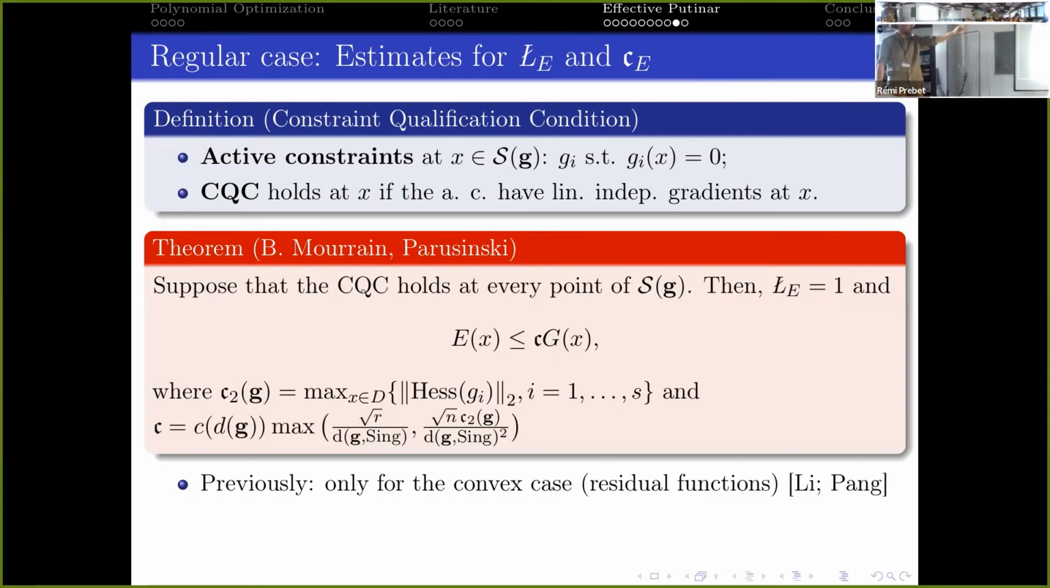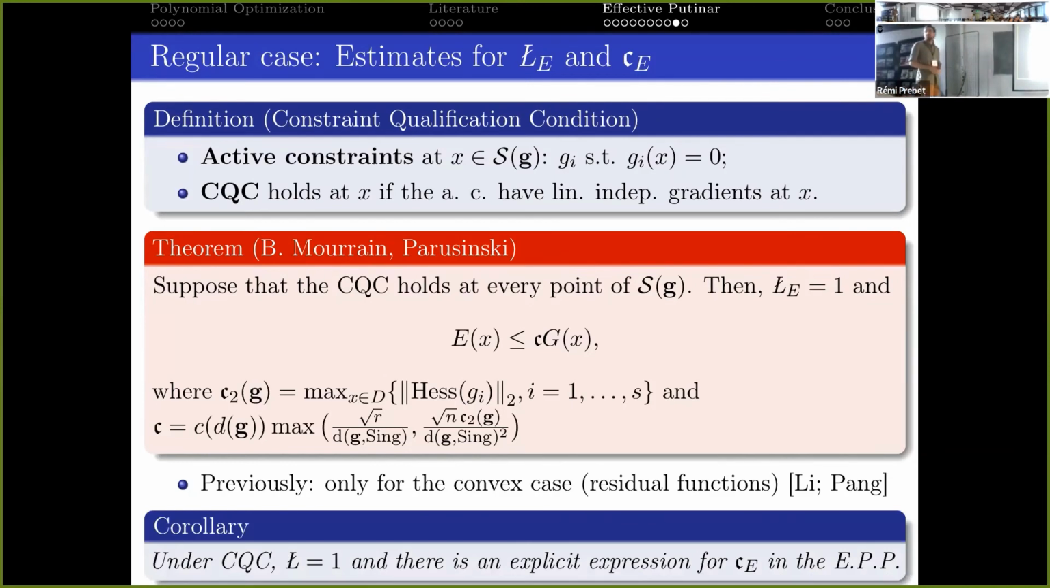And so the Lojasiewicz exponent is 1, and we have an estimate for the constant C, and we can plug in these things in the previous result. So if we have the constraint qualification condition at every point of this semi-algebraic set S, then we can say that the Lojasiewicz exponent is 1, and we have this estimate for the constant.